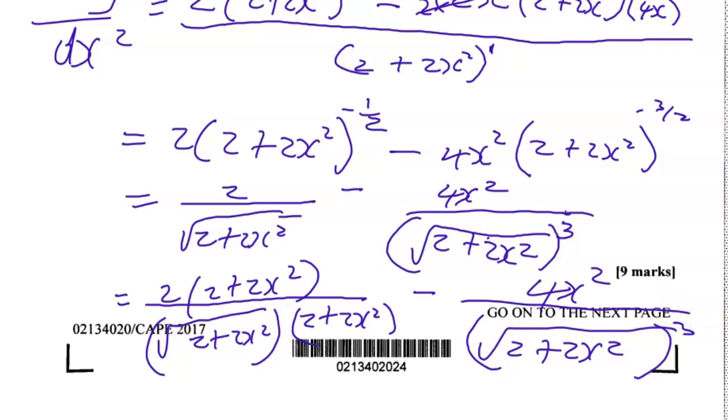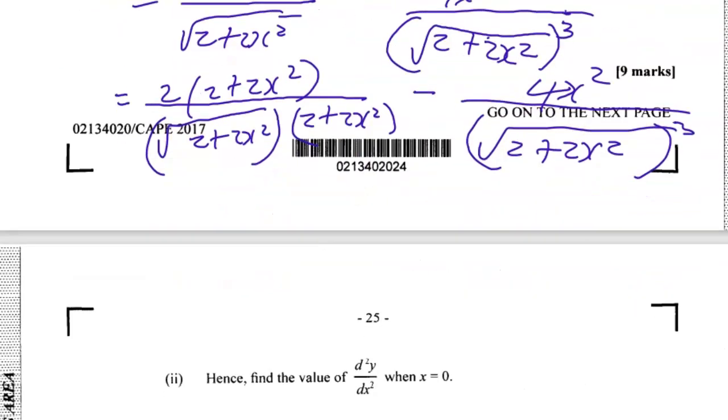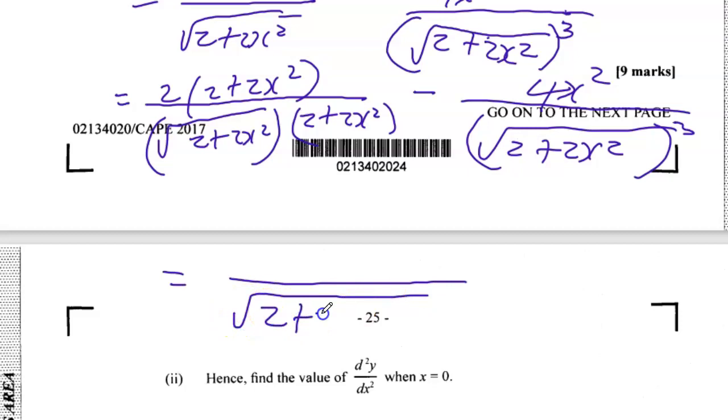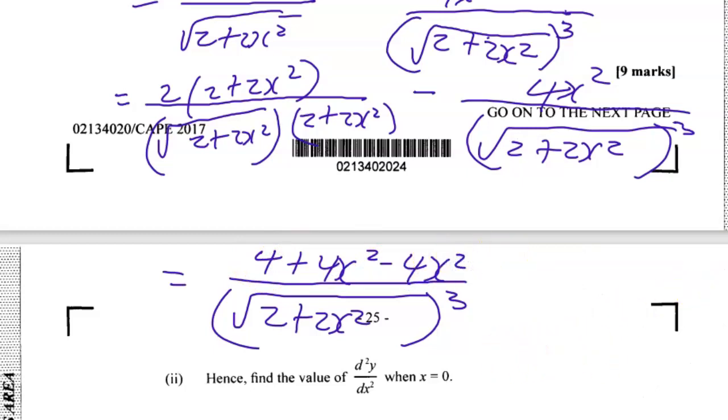Now the denominator is the same, so of course we can make the common denominator root 2 plus 2x squared all cubed, and then what we have here now is 4 plus 4x squared minus 4x squared, which is equal to 4 upon the square root of 2 plus 2x squared cubed. Now recognize that the denominator is actually y cubed, because remember y is the square root of 2 plus 2x squared, so the denominator is actually y cubed.